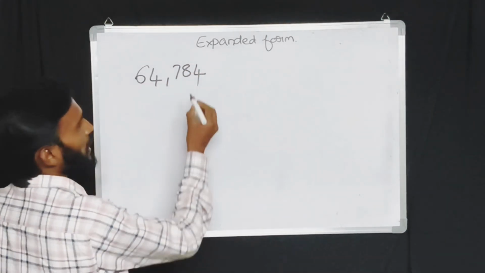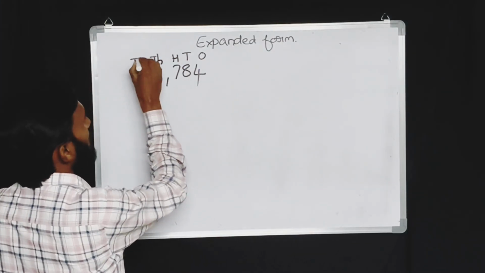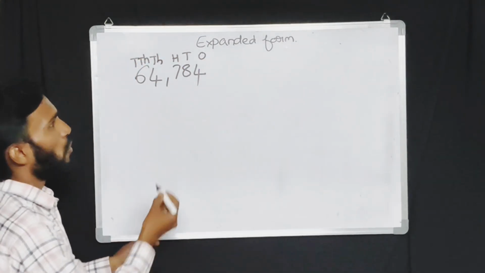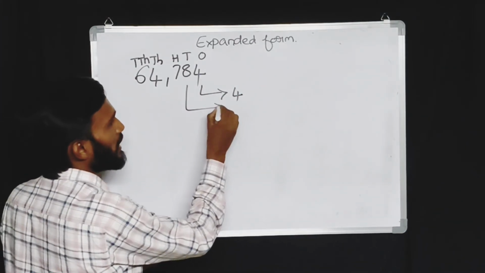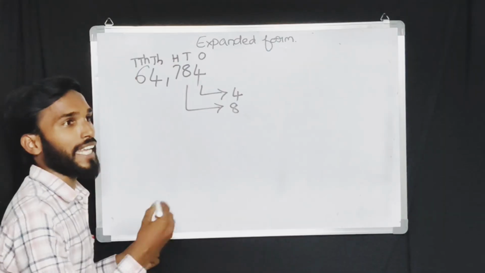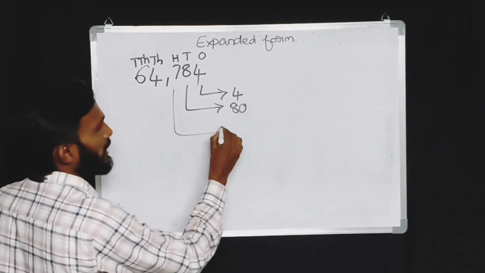64,784. If you observe, what are the places here? Ones, tens, hundreds, thousands and 10,000s. Now how many ones here? 4 ones. How many tens here? 8 tens. 8 tens are 80. Next, how many hundreds here?